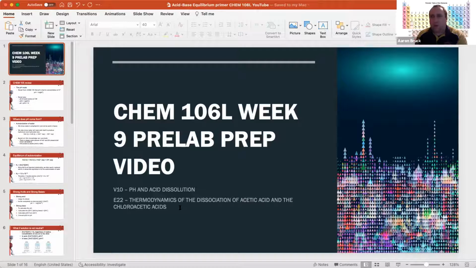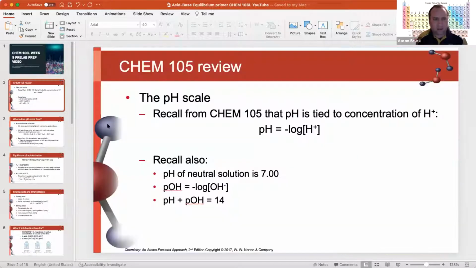Both of these labs focus on a couple of concepts: pH, weak acid and weak base equilibrium, and in particular weak acid equilibrium, and a little bit about thermodynamics and titrations. We'll get to that when we talk about E22 specifically. But before we get into talking about each of the labs individually, let's look at the broad concept that we are talking about.